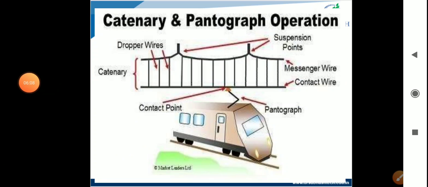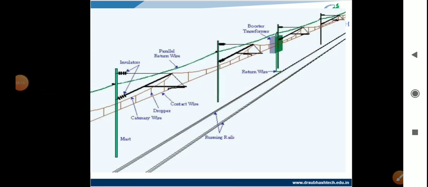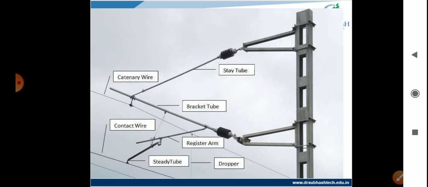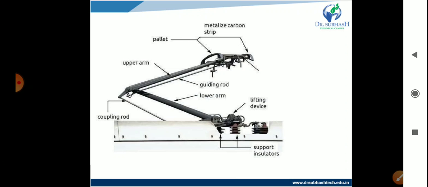Catenary pantograph operation. This is a figure of the pantograph we discussed previously. This is the whole traction system, with insulators and a boost transformer. At different places we put some arrangements to get the supply to the electric traction. This is the stage tube, contact wire, and register arm. This is the current collector, the actual current collector diagram. This is the pantograph, an actual image of a pantograph.